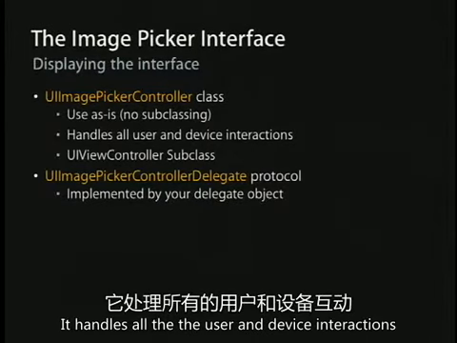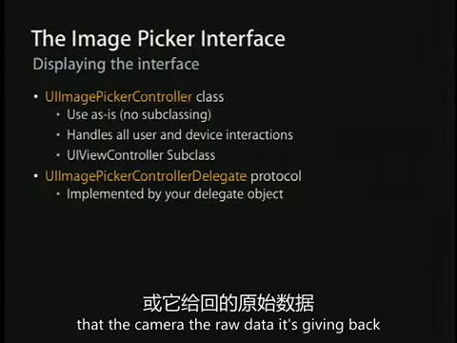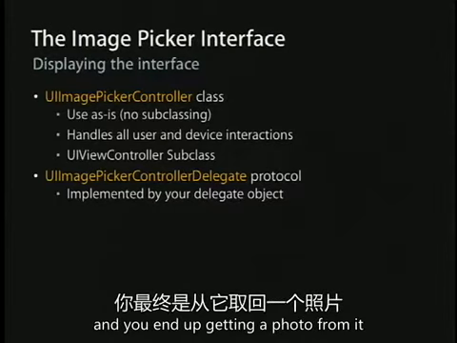It handles all the user and device interactions. You don't have to worry about the specifics of how the camera works or what the photo formats are, the raw data the camera is giving back. The low-level frameworks handle all that, and you end up getting a photo from it.